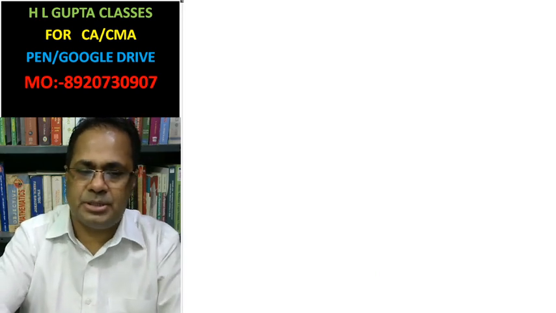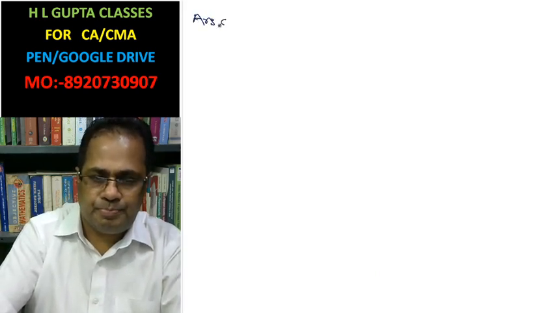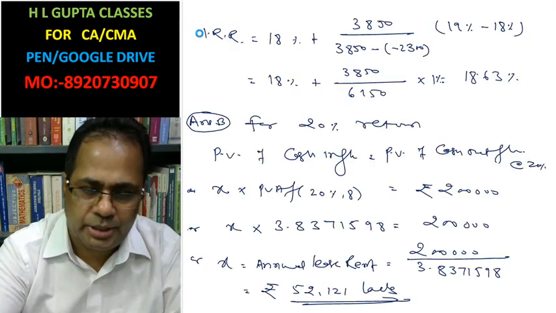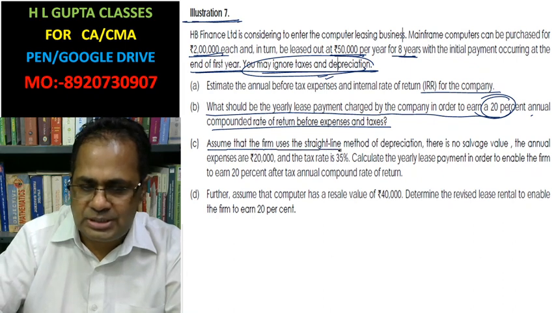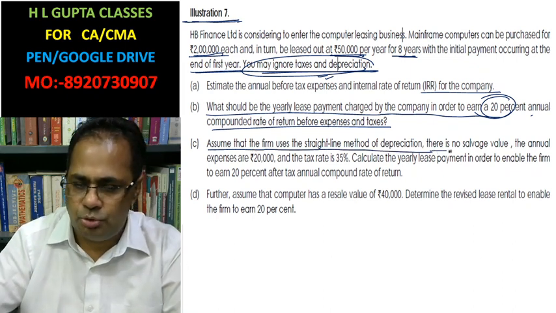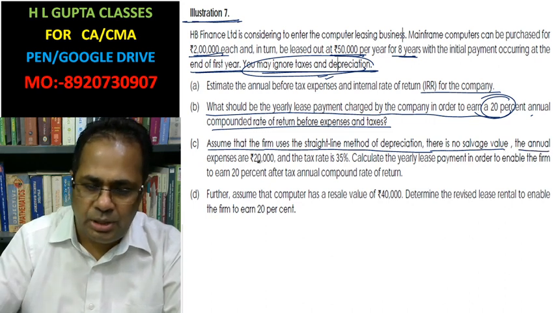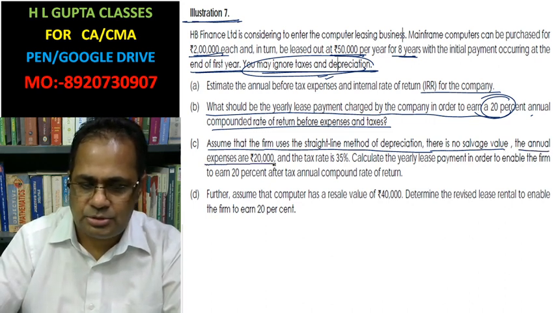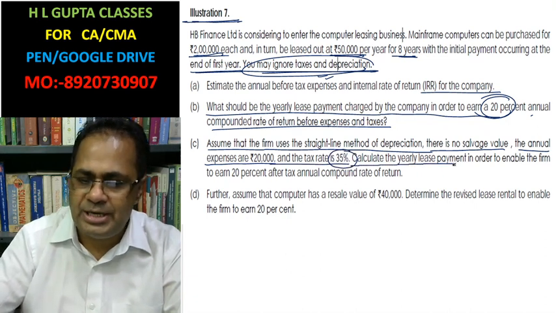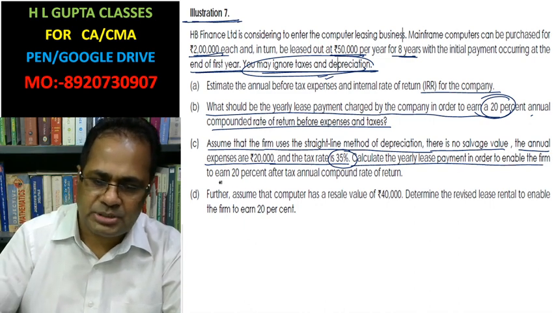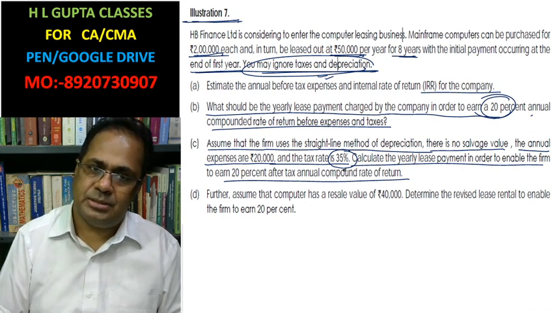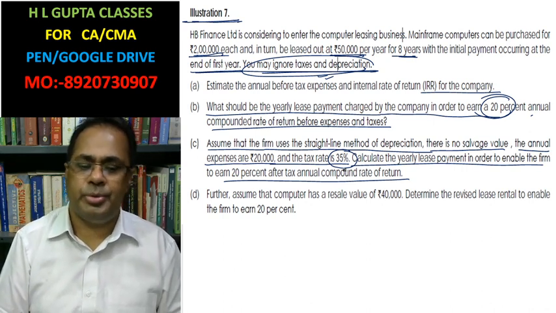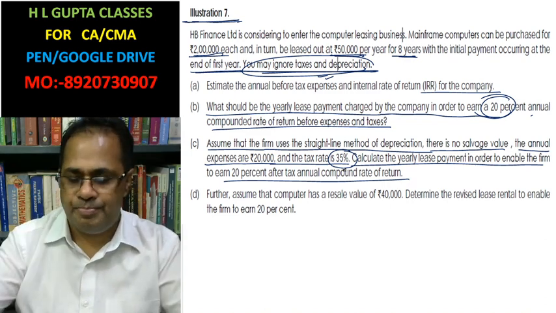Now, the answer of part C. Look at the question here. Assume that the firm uses the straight line method of depreciation. There is no salvage value. The annual expenses are rupees 20,000 and the tax rate is 35%. Calculate the yearly lease payments in order to form 20% return. In this case, the lessor is able to charge depreciation, and you need to calculate cash inflow because of expenditure also incurred. Okay, look at here.